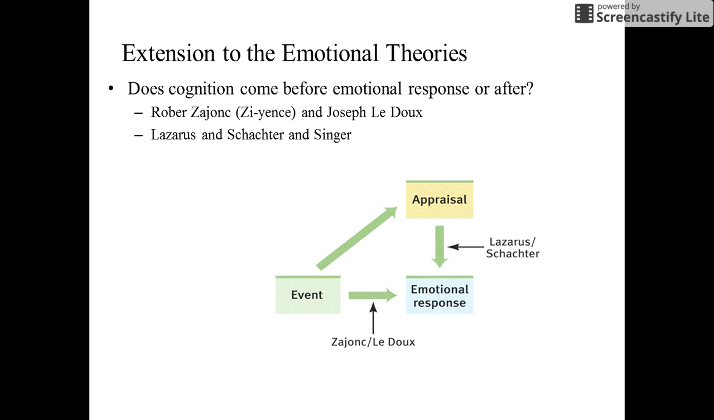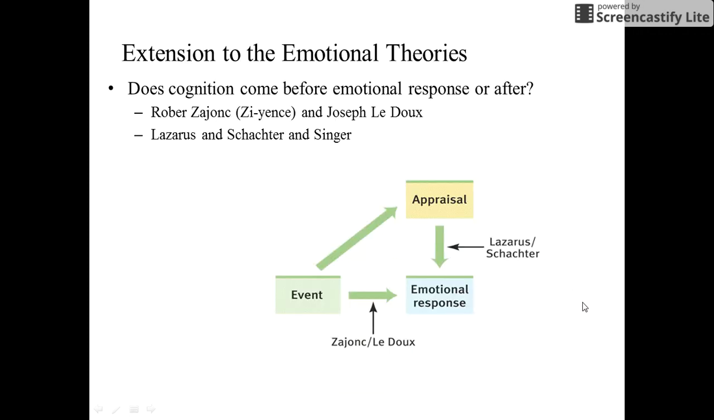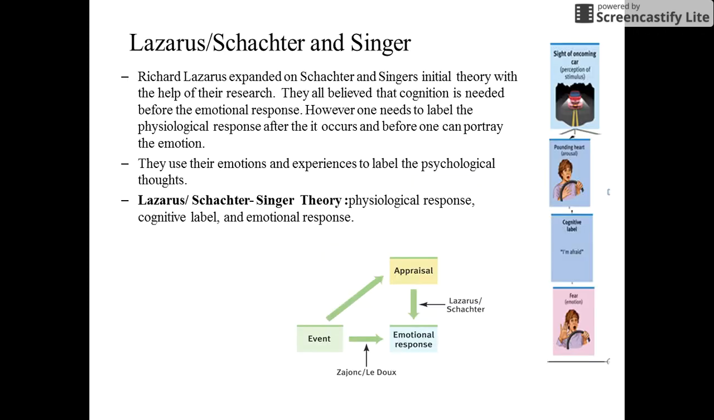So the extension of the emotional theories really questions when cognition, that thought process, happens. Does it happen at the same time as you're feeling the emotion, kind of what we talked about? But the two other theories believe that sometimes it happens right after the physical arousal, and the other one believes it happens right after the emotion. So the people responsible for this are Robert Zajonc and Joseph LeDoux, and Lazarus and Schachter-Singer.